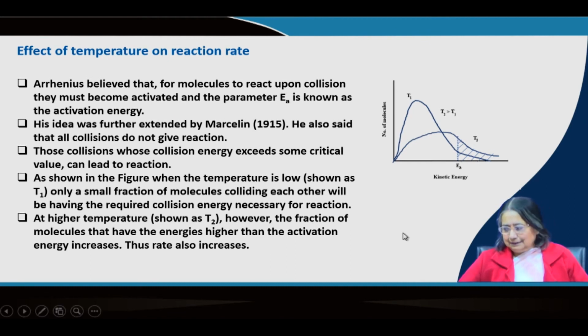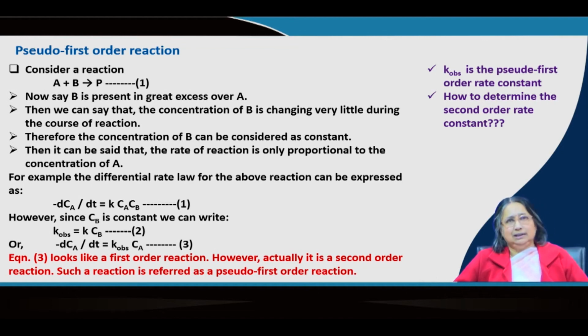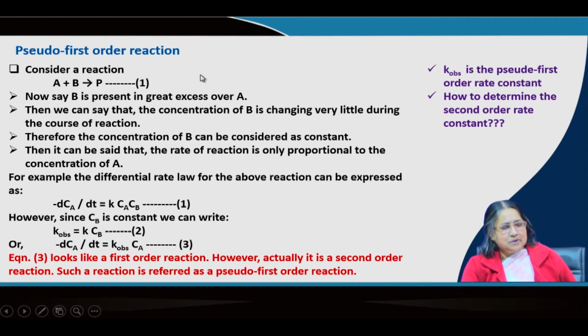Now, this is some concept. What is the pseudo first order reaction? You already know the first order reaction, but what is pseudo? Pseudo means false. We know pseudopod, pseudo means false. Now, pseudo first order means it is false first order. So, let us see an example. Consider an example, A plus B giving P.